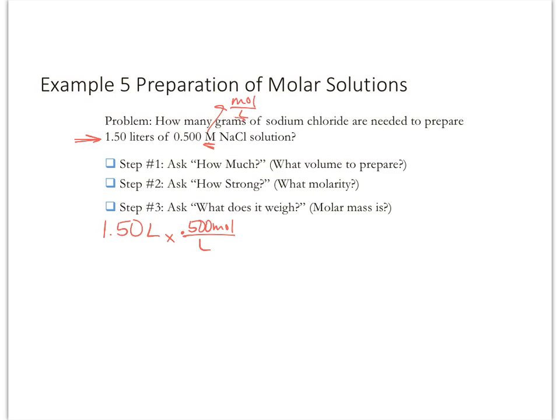Now the question is asking us how many grams. Well, I know how many I've converted now to moles. I can get to grams using the gram formula mass, which is 58.44 grams per mole, and get to my answer of 43.8 grams of sodium chloride. So I would weigh out on a balance 43.8 grams of sodium chloride, put it in a volumetric flask, a 1.5 liter volumetric flask, add some water and swirl it around, and then fill it up to the 1.5 liter mark to make my solution.